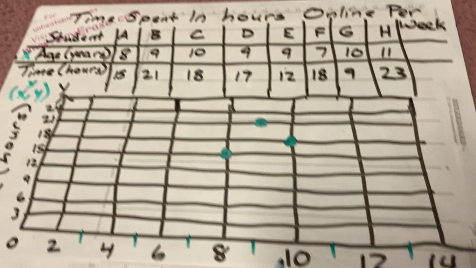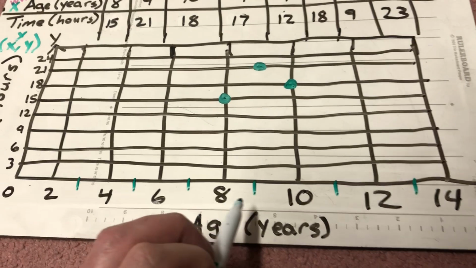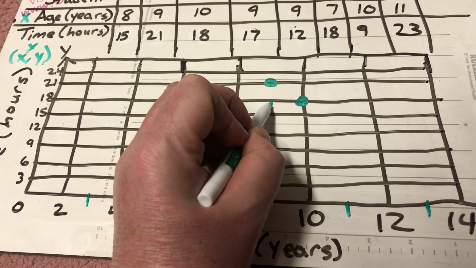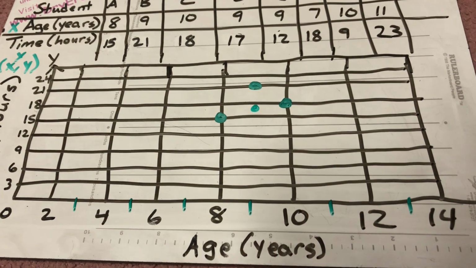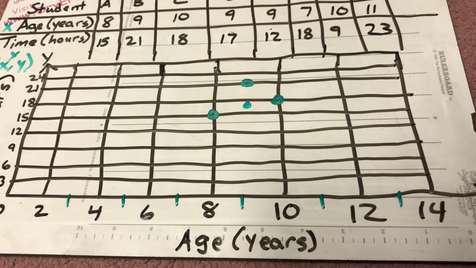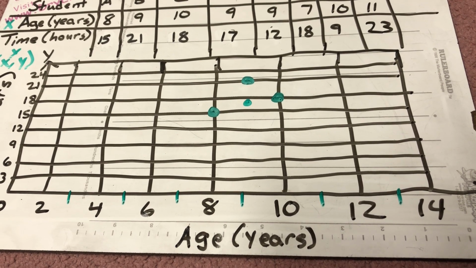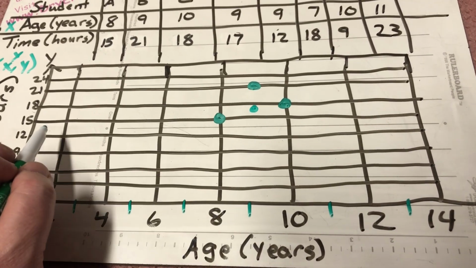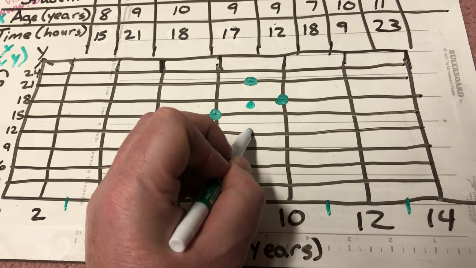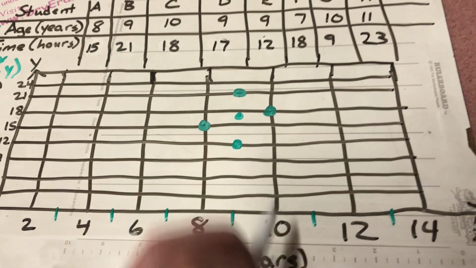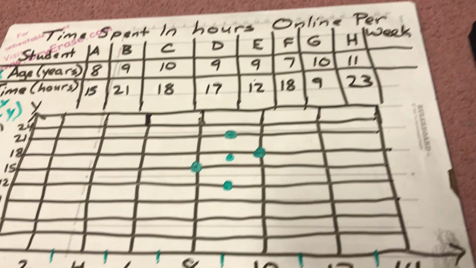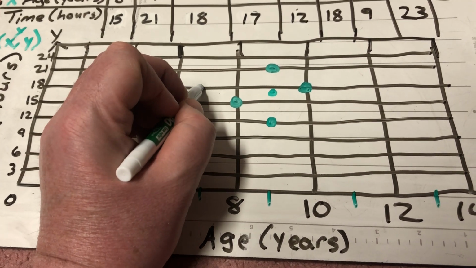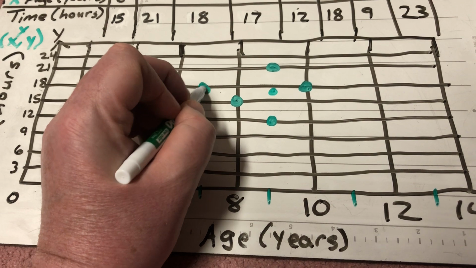10, 18. Followed by 9, 17. Well, here's 9, and then 17 is going to be closer to the 18. So I'm going to say about right there. It's not going to be right in the middle, but it's going to be almost touching the 18 there. Then we're going to go to 9, 12. So we have another 9, and we're going to go to the 12, which is there. So that's going to come right there. Then we're at 7, 18. So we're going to go to 7 and then up to 18. 7-year-old, 18 hours spent online.